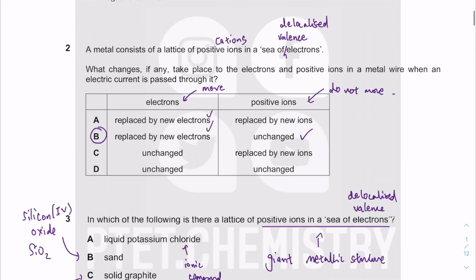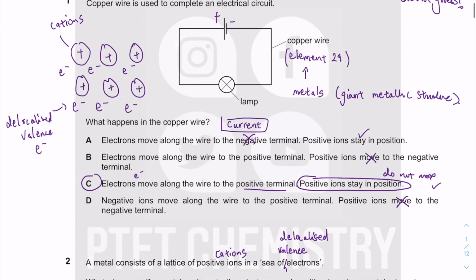Just to recap on the structure, which you should be able to draw: the same shape for cations, as well as the sea of delocalized valence electrons interspersed in between, so that you get attraction between the cations and the sea of delocalized valence electrons. That is the definition of metallic bonding.